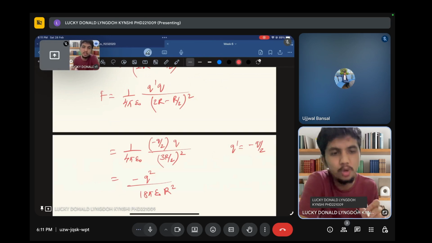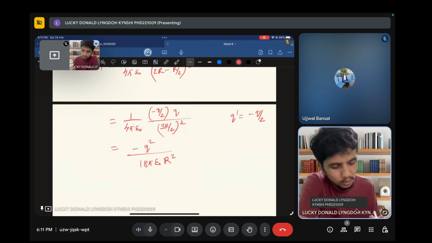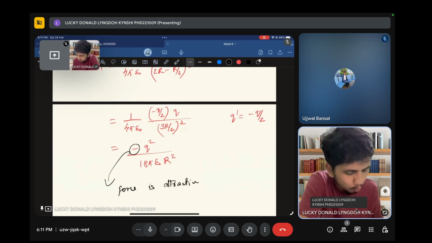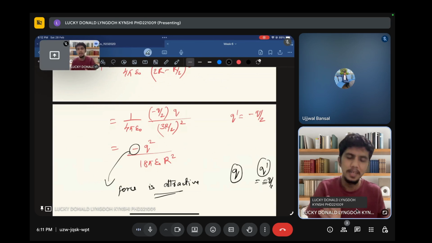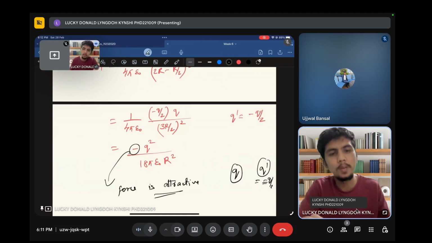Okay, so this is the force between the point charge plus q and the induced charge, or the image charge q prime. So that is the end of this question. One more thing: what does this negative sign mean? This negative sign means the force is attractive. Why? Because the original charge is q, but your image charge q prime is equal to minus q by 2. So because of this negative sign, the force between the image charge and the original charge is attractive in nature.